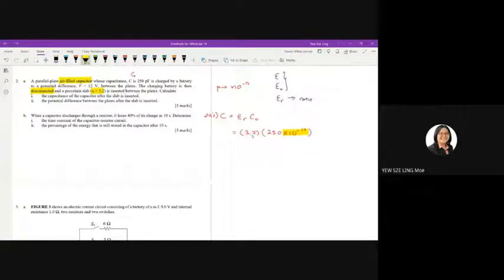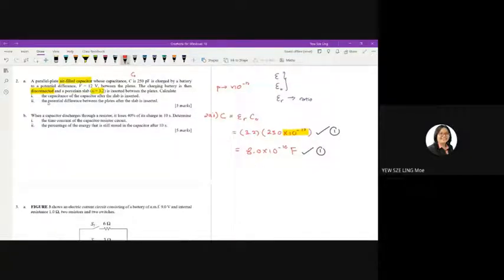So 3.2 times 250 times 10 to the power of negative 12. So the answer is 8.0 times 10 to the power of negative 10. The unit is farad. So for this question, once again, the substitution is worth 1 mark, and then the final answer with correct unit is worth another 1 mark.